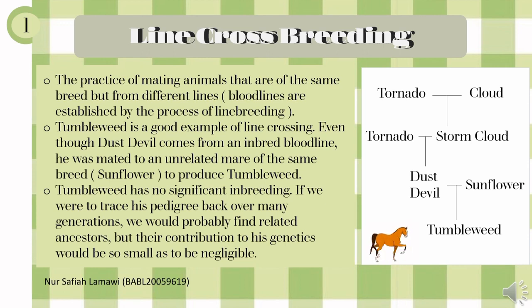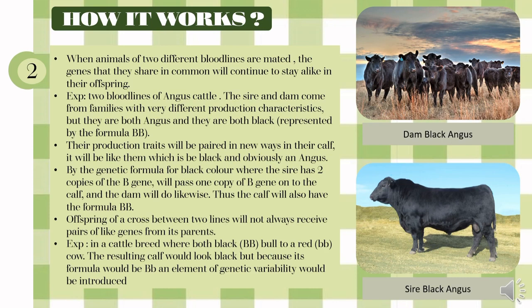Because of this line crossing, Tumbleweed has no significant inbreeding. Over many generations, we would probably find related ancestors, but their contribution to his genetics will be so small as to be negligible. How line cross breeding works.